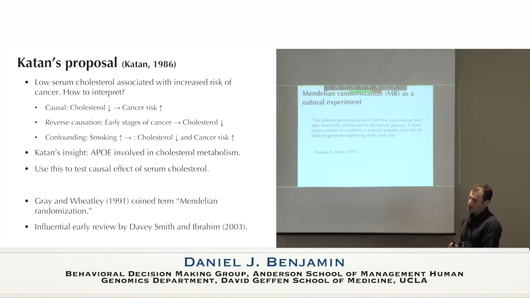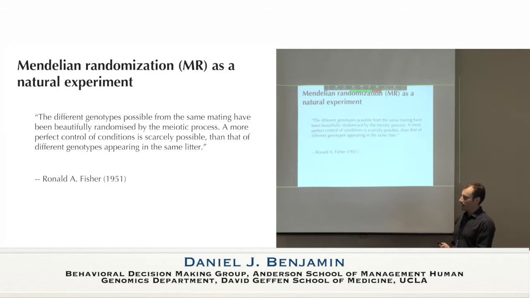Okay, so the idea that we could use genetics essentially to create randomized experiments goes back a long way. There's a quote from Fisher saying that the different genotypes possible from the same mating have been beautifully randomized by the meiotic process. A more perfect control of conditions is scarcely possible than that of different genotypes appearing in the same litter. But this is exactly the idea that Alex was just talking about in the context of using this natural experiment in order to learn about the effects of genes. And here we're going to use it for the somewhat different purpose of learning about the effect of some exposure on an outcome.